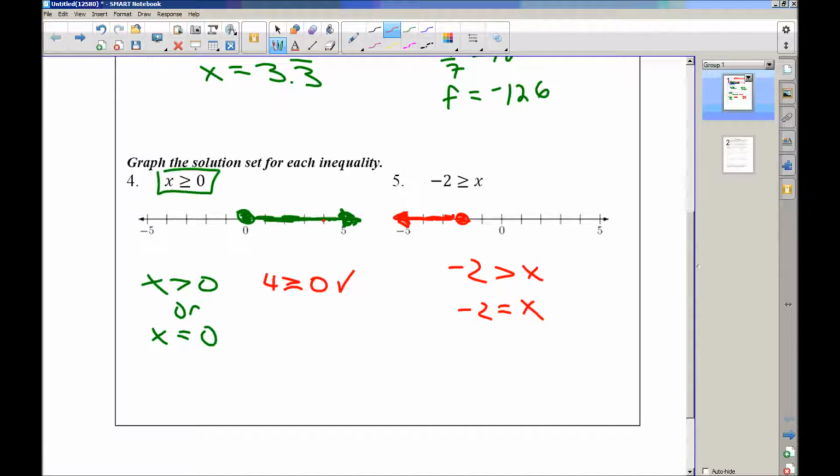Okay. So to test myself, I always pick a point in the shaded area, like -4 here, and I plug it in just to make sure that this is a true statement. And I would much rather owe $2 than owe $4, so -2 is bigger.